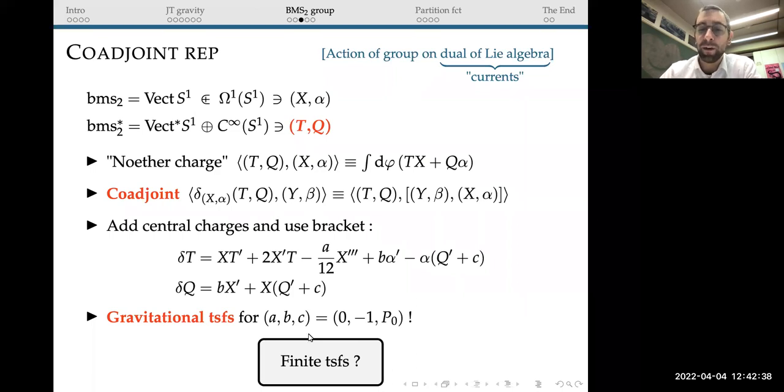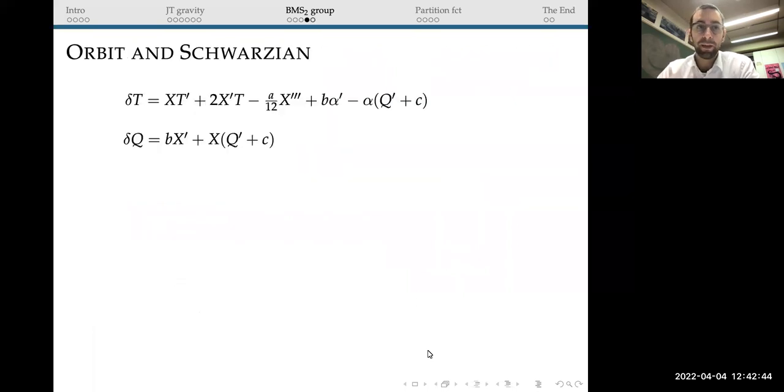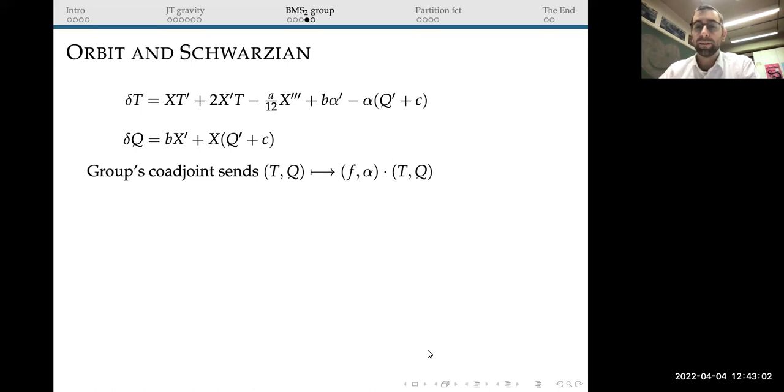In particular, these finite transformations are actually going to be crucial in order to write down the Schwarzian action. So it's really something we need to address. In order to write down those finite transformation laws, one way you can follow is to first, as we did in the paper, define the group and from there deduce the coadjoint representation. But here, for pedagogical purposes, that's not what I'm going to do. Instead, I'm going to integrate those transformation laws.